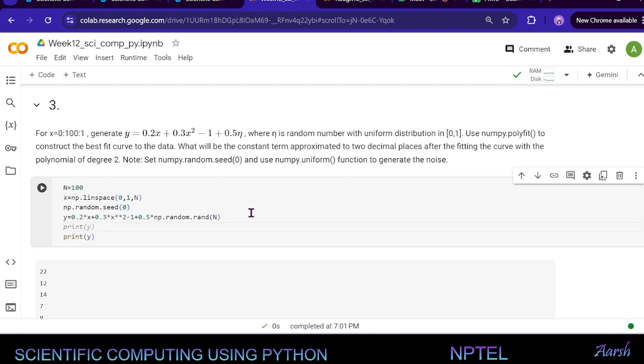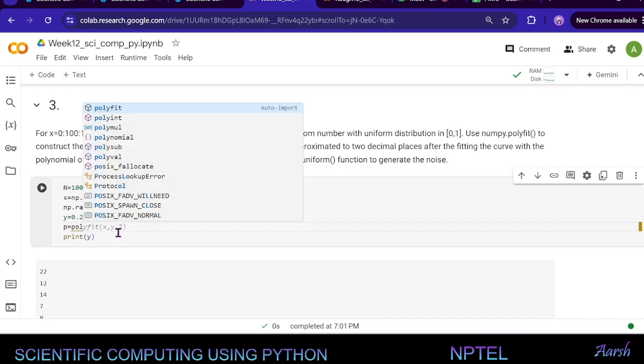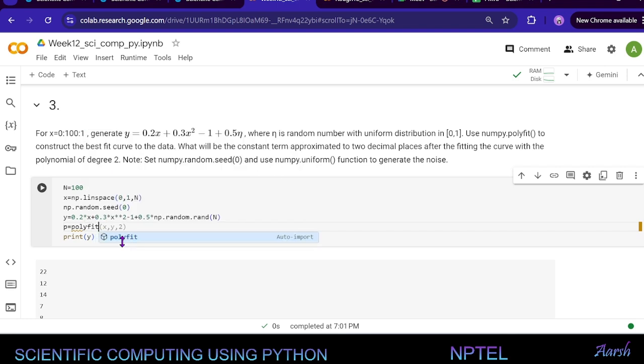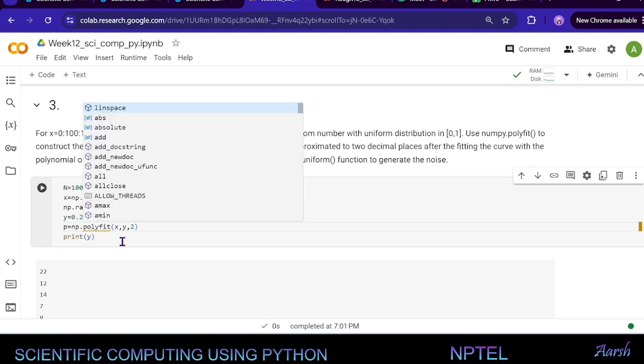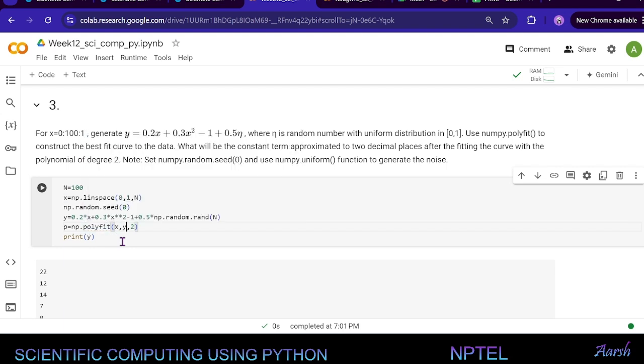And then what do we want to do? We want to fit the polynomial. So we can write p is equal to polyfit. Yeah, use numpy dot polyfit. So np dot polyfit, and x comma y comma 2, and then we write poly is equal to 2.